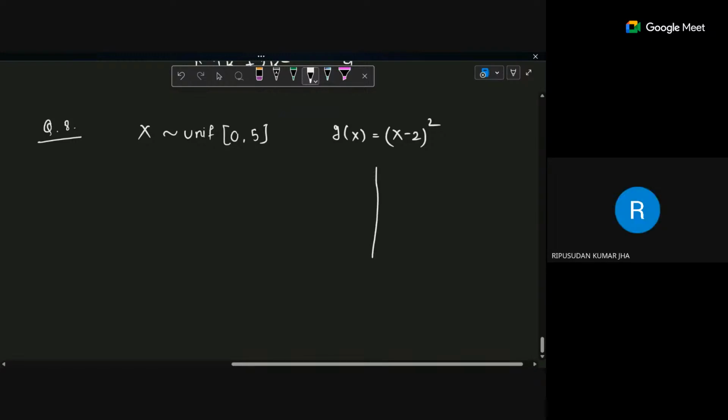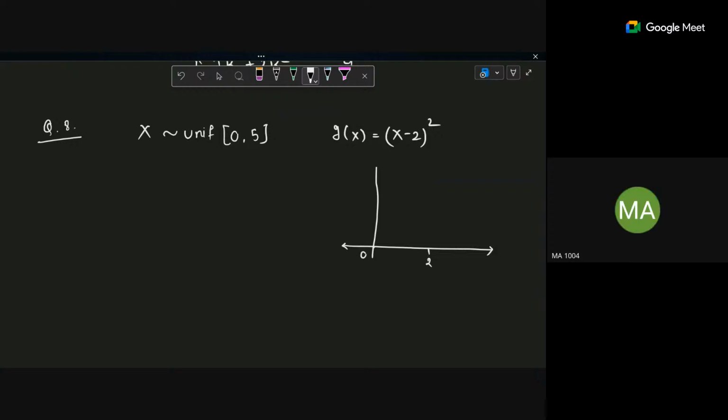First we find the PDF of the uniform, which means 1 upon 5 will be the PDF. So can anyone tell me what will be the range of this g of x, that is nothing but y? It's 0 to 9, since y is equal to x minus 2 the whole square. Yes, 0 to 9.